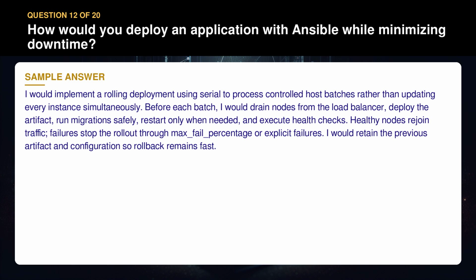Healthy nodes rejoin traffic. Failures stop the rollout through max_fail_percentage or explicit failures. I would retain the previous artifact and configuration so rollback remains fast.